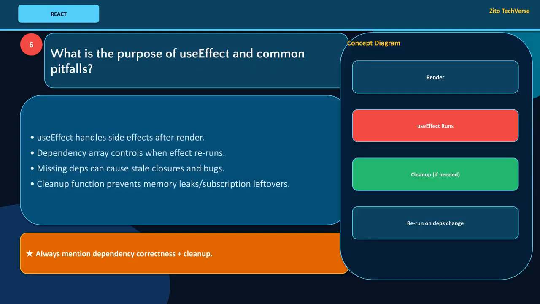Moving on to useEffect. What is its purpose, and what are the common pitfalls? It handles side effects after rendering. Remember to correctly manage the dependency array to avoid stale closures, and always use cleanup functions to prevent leaks.